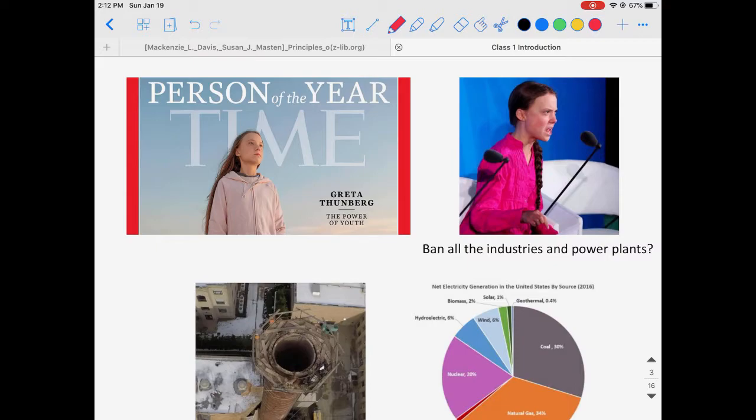She's a quite active person advocating and raising awareness of these environmental problems that are happening on our Earth, right? She also made a speech at the United Nations, calling on all of the countries to realize these environmental issues and to protect our planet. During these activities, people are proposing that we should ban all the industries, or at least ban all the power plants.